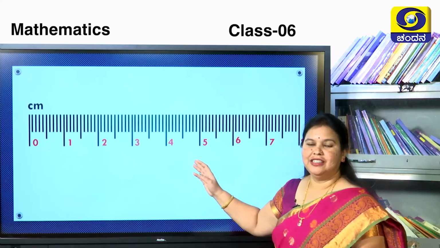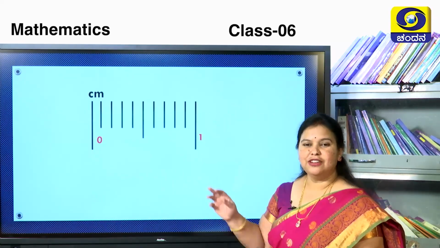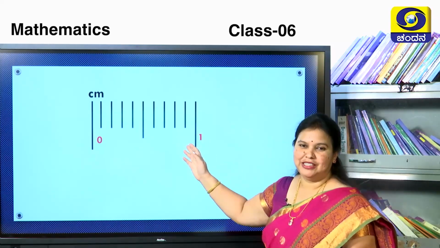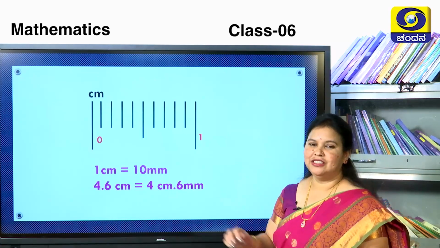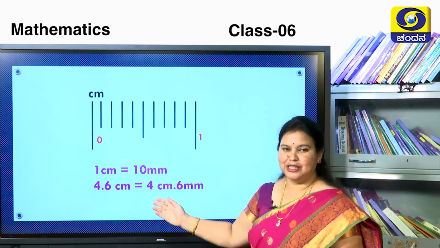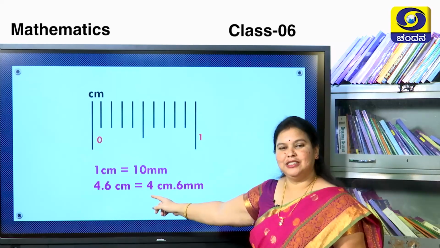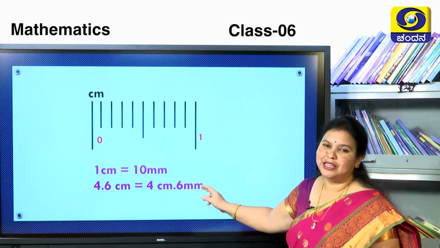Each centimeter is again divided into 10 equal parts. Each of them is called a millimeter or 1 millimeter. We can say that 1 centimeter is equal to 10 millimeters. If the measurement of a line segment is 4.6 centimeters, that means it has 4 centimeters and 6 millimeters of length.